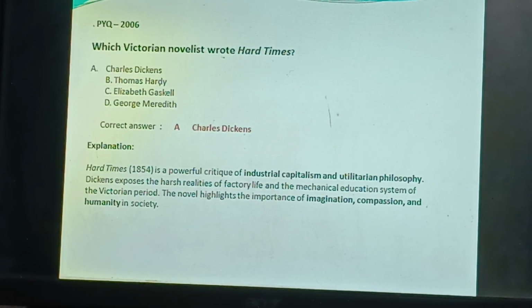Now, next, which Victorian novelist wrote Hard Times? Charles Dickens, Thomas Hardy, Elizabeth Gaskell, and George Meredith. The correct answer is Charles Dickens. Charles Dickens is a very famous novelist of the Victorian age. Hard Times is a powerful critique of industrial capitalism and utilitarian philosophy. Dickens exposes the harsh realities of factory life and the mechanical education system of the Victorian period. The novel highlights the importance of imagination, compassion, and humanity in society.